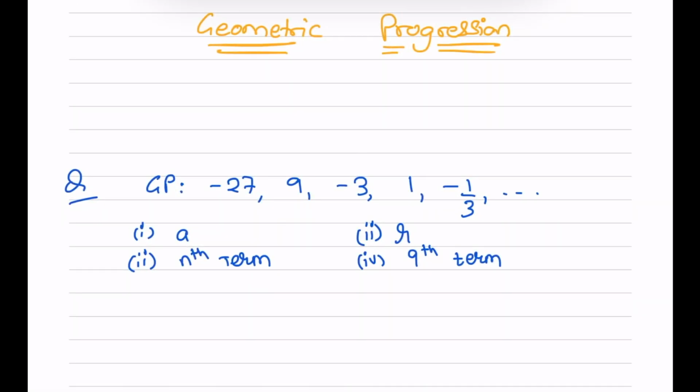Hello students, in this video we are going to solve questions based on general term of geometric progression. So what is the general term for a geometric progression? The general term is Tn equals A times r raised to n minus 1, where A is the first term and r is the common ratio for the given geometric progression.